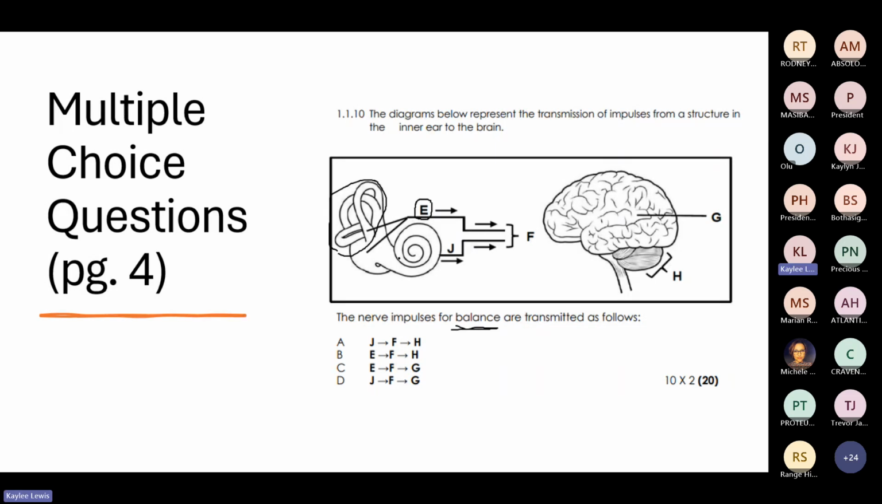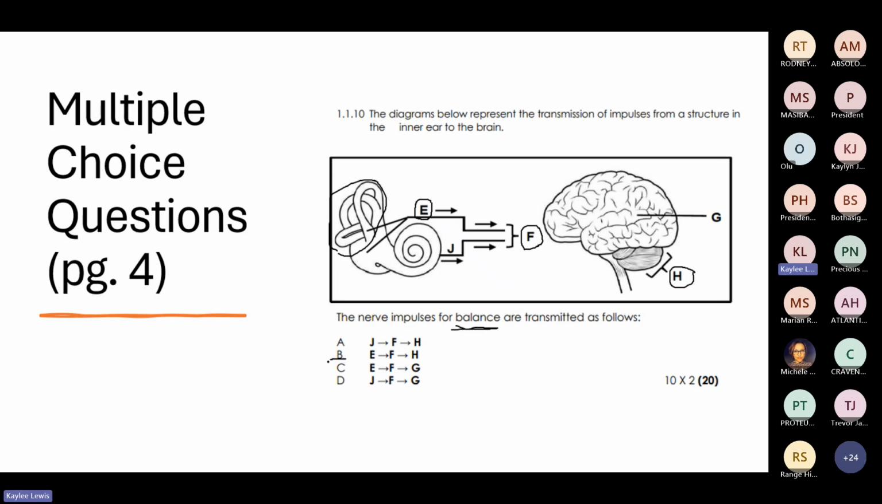J is a cochlea, which is going to have to do with hearing. So we've got E. Then they all go along the auditory nerve, which would be F. And then because it has to do with balance, what part of the brain is it going to? Is it going to the cerebrum or the cerebellum? As it's balance, it's going to the cerebellum, so it's going to H. So your order for this one would be E, F, H, and your answer is B.